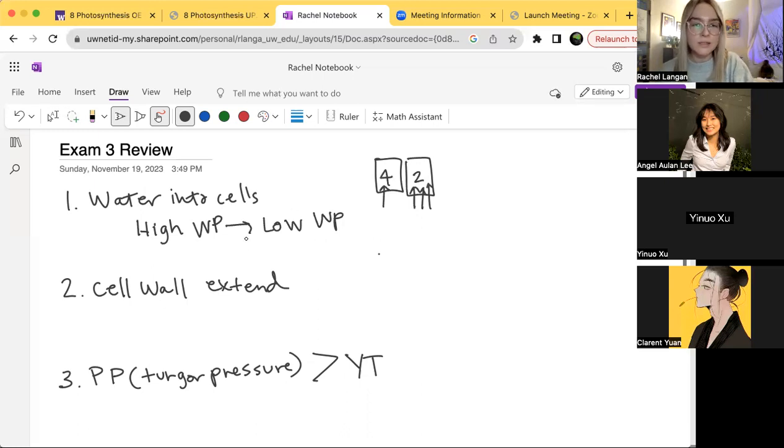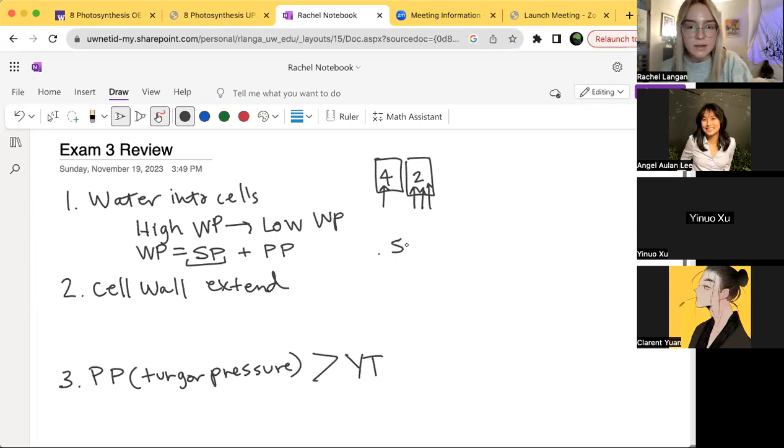So what determines water potential? Water potential is equal to solute potential plus pressure potential. They have fancy little signs on probably your exam sheet, but I'm just going to use these letters because it's easier for me. So what do these things mean? Solute potential basically represents the influence of solutes in solution on how water moves.